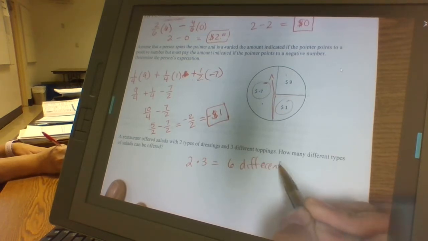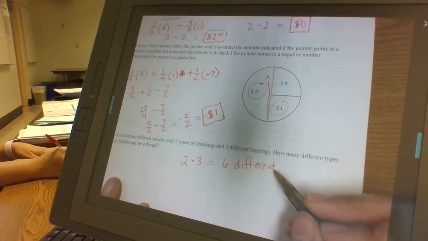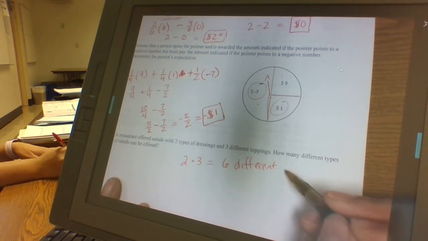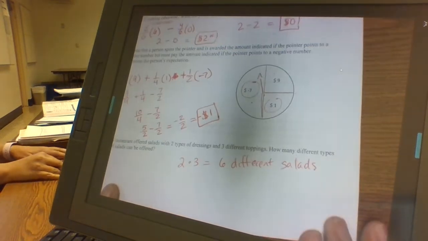This is like that points. That's the way you would ask how many different points. I like the tree, the tree thing. So 6 different salads, just in case.